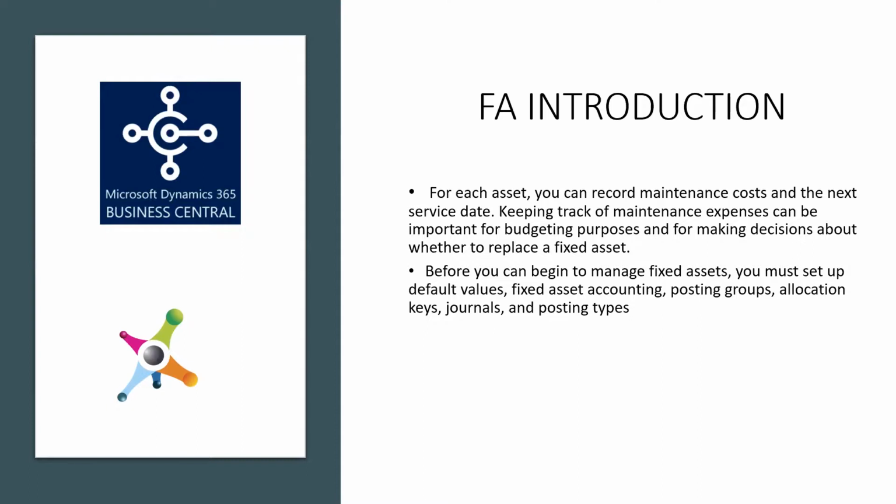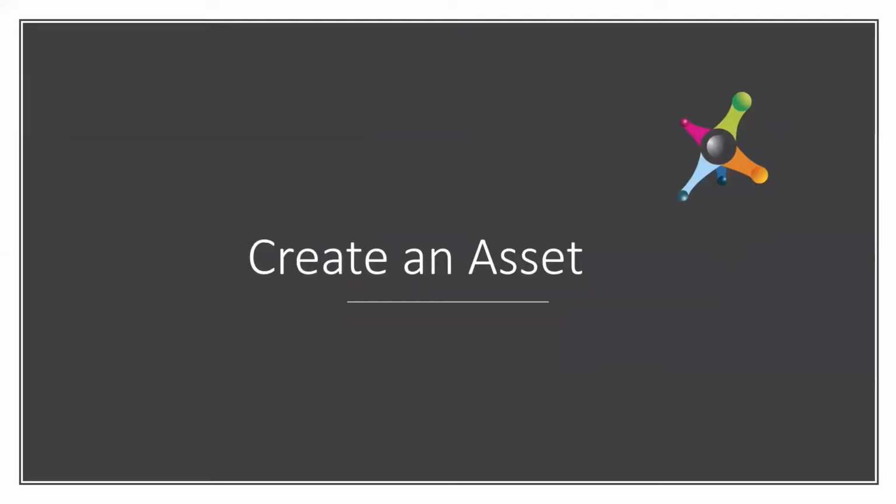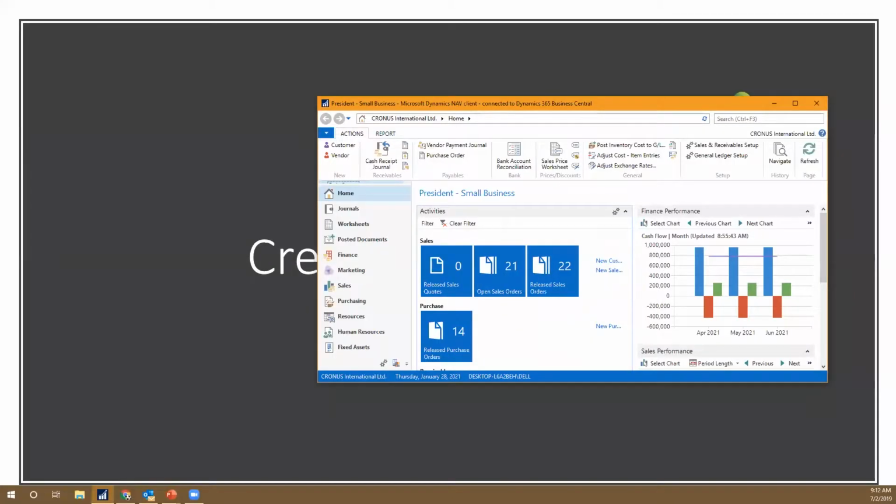Last, before you can begin to manage fixed assets, you must set up default values, fixed asset accounting, post groups, allocations, keys, journals, and processing types. All right, we're going to have a brief review of all of this in this presentation. So the first thing to understand is just as easy as let's go into the system. Let's begin working and let's review what this is going to be offering.